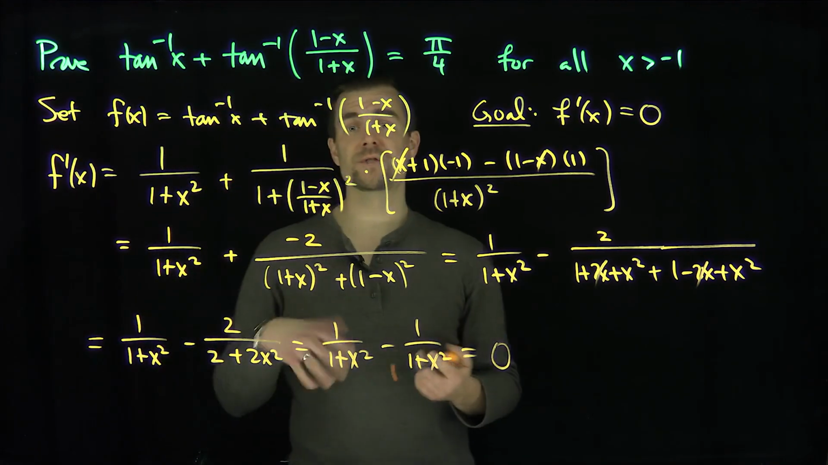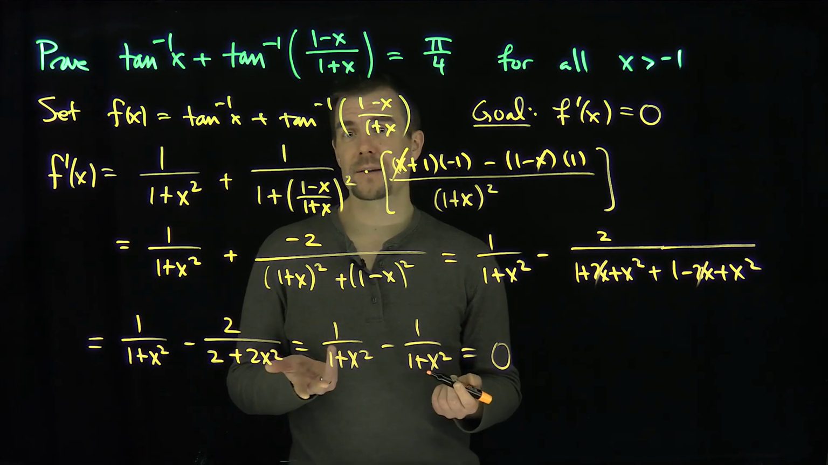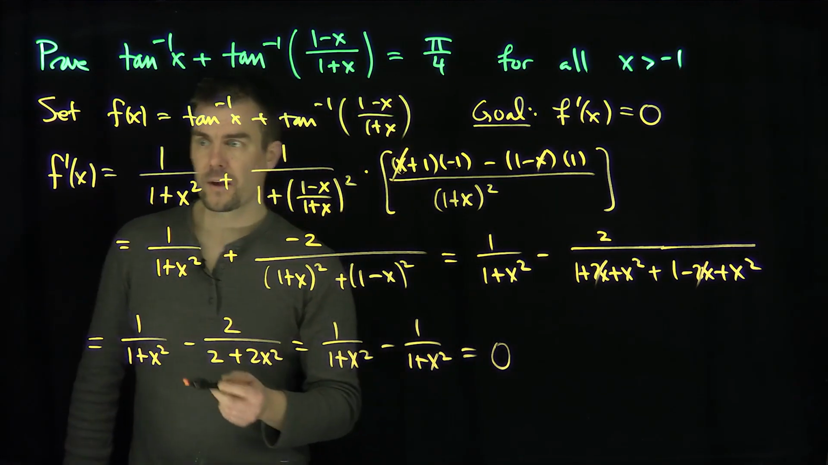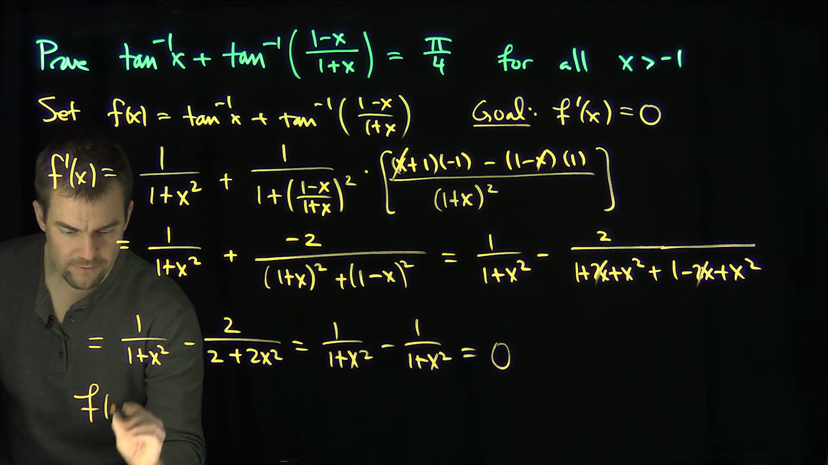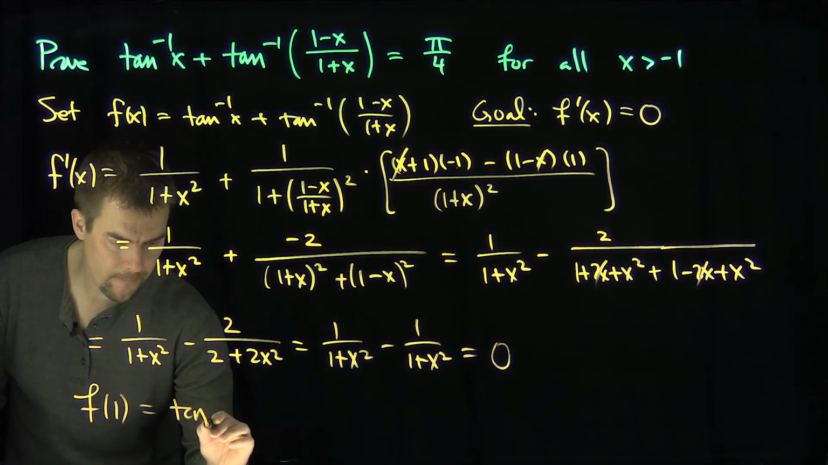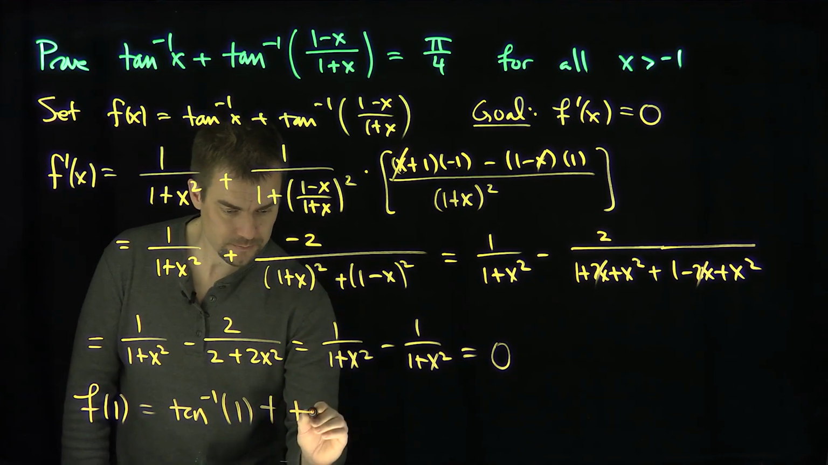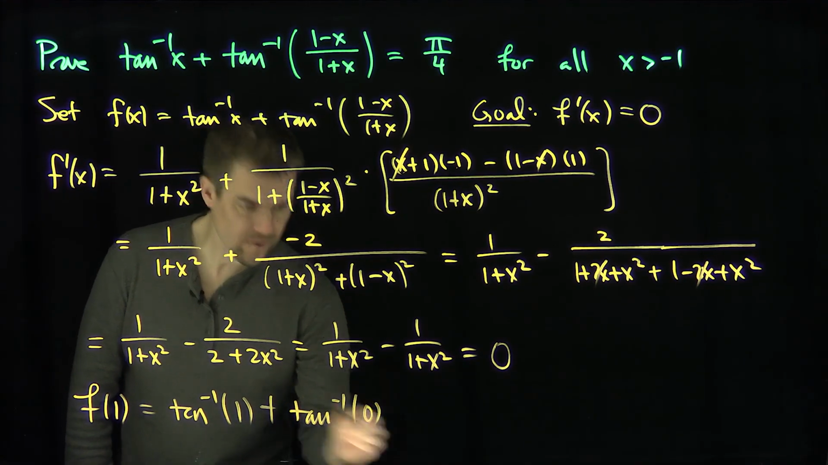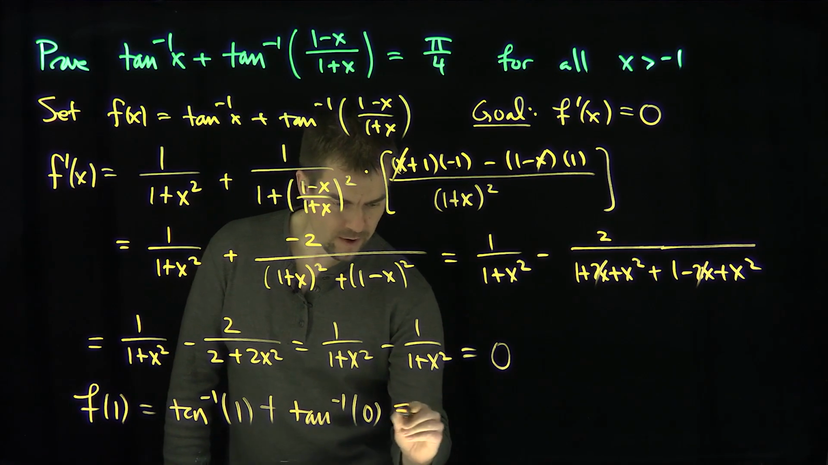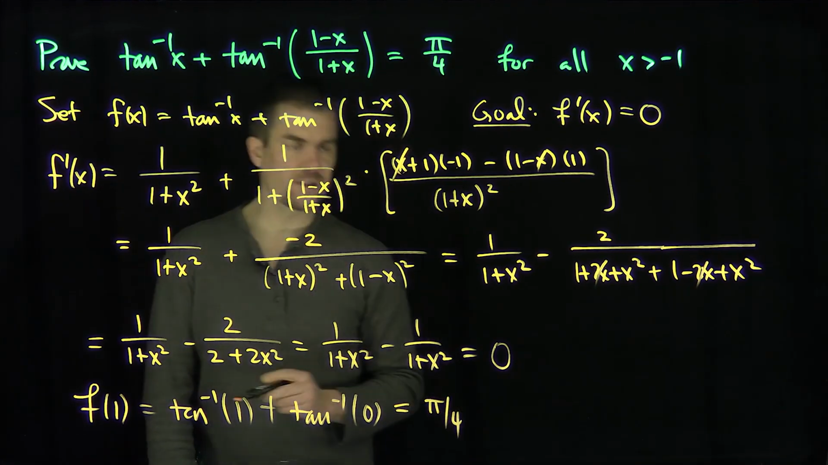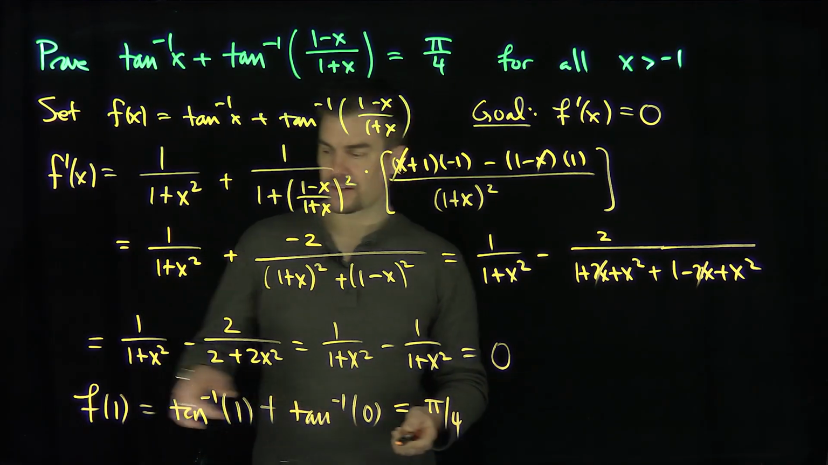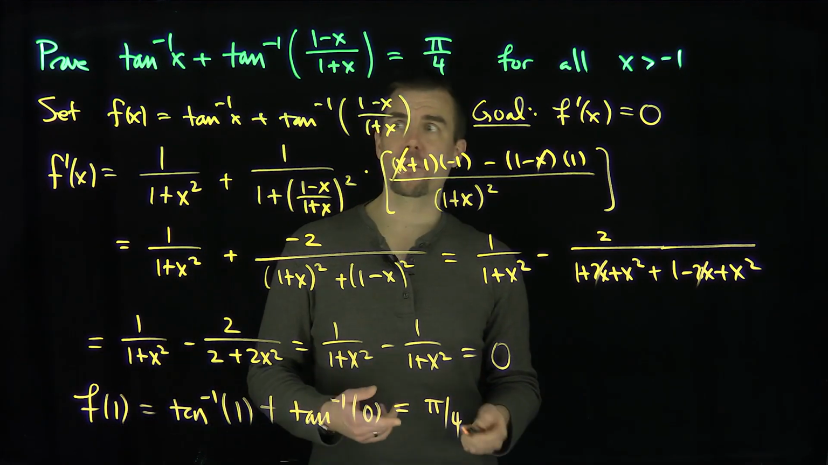That says that this function is equal to a constant. How can I figure out what that constant is? Plug in x equals 1. F of 1 is going to be the inverse tangent of 1 plus the inverse tangent of 0. Inverse tangent of 1 is pi over 4. Inverse tangent of 0 is 0. So this function is a constant, and the value of the function at 1 is equal to pi over 4.